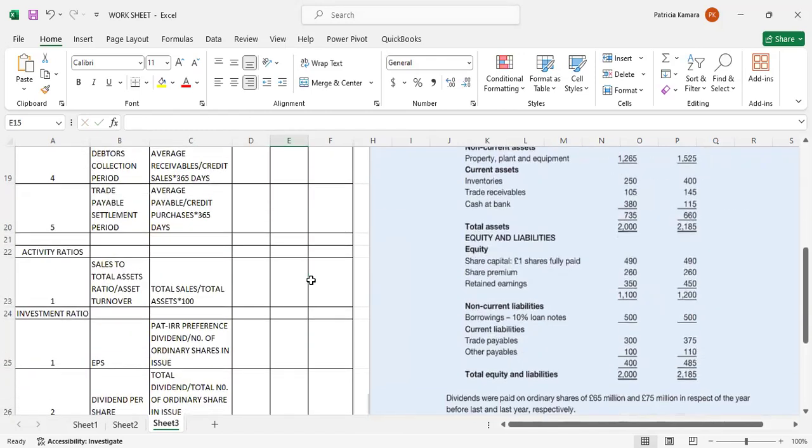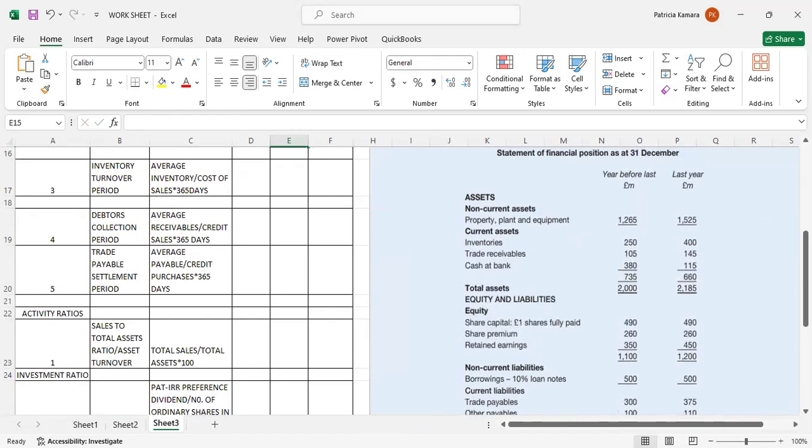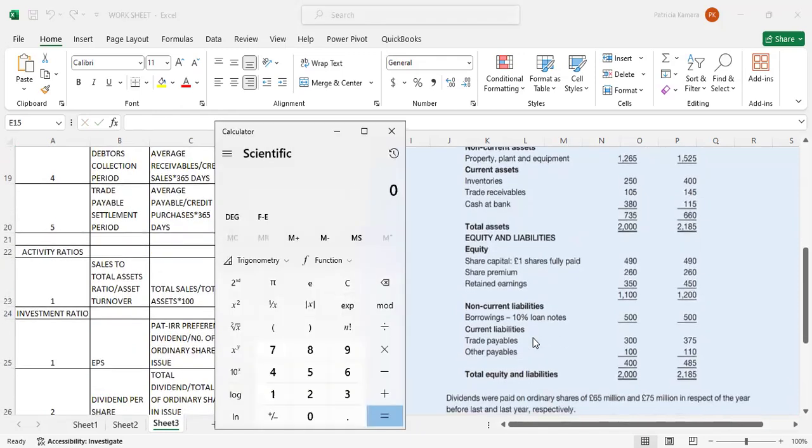So now we'll do the same for the current year. Within the current year, the total current assets is 660 minus the inventory figure reported as 400, which is 260, divided by our current liabilities of 485.